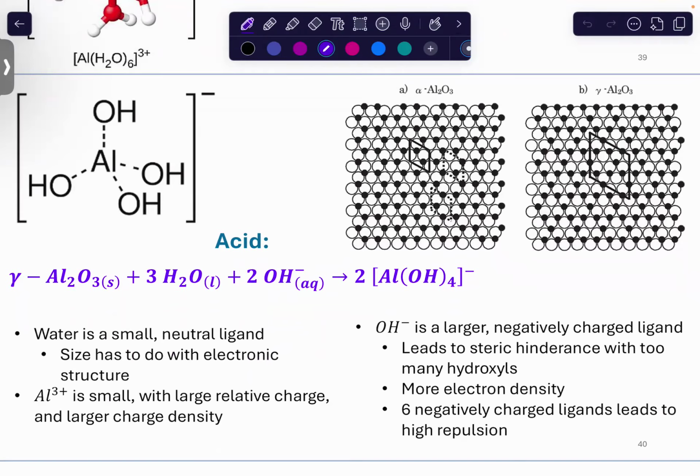So if we look at this, water, for example, is a small neutral ligand, and your aluminum-3+ is going to be small with a large relative charge. So that's why your water system is going to take on the octahedral field. Your hydroxide is a larger, negatively charged ligand. Why do you think we say it's larger than water?